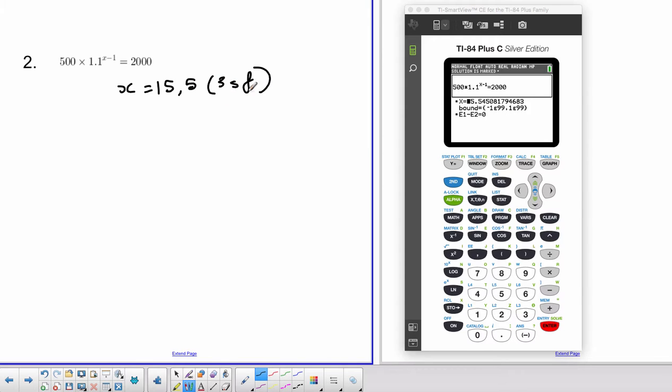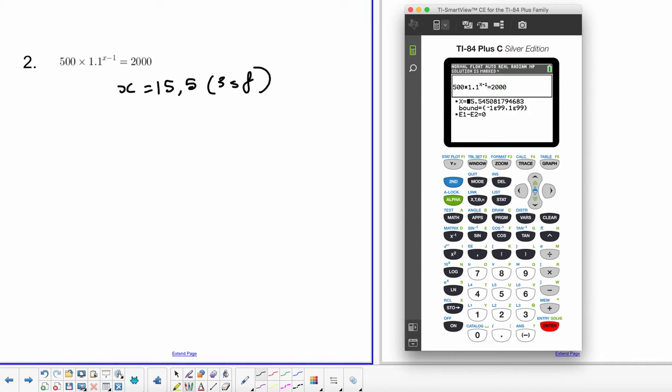And my question is, are there more solutions? If there are more solutions, where are they? I could type in 0 as a guess, and it gives me the same solution. What if I type in 100 as a guess? Yeah, again it gives me the same solution. It's helpful to know what you're looking for.